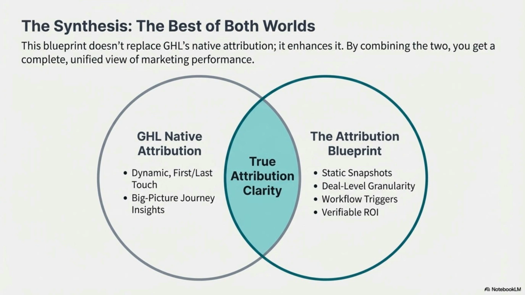When you combine HighLevel's native attribution with this deal-level blueprint, you get the best of both worlds. HighLevel still gives you journey insights and touch-level visibility, but the blueprint provides deal-level clarity, static attribution snapshots, workflow triggers, and verifiable ROI. Together, they create a complete attribution system that finally makes sense.